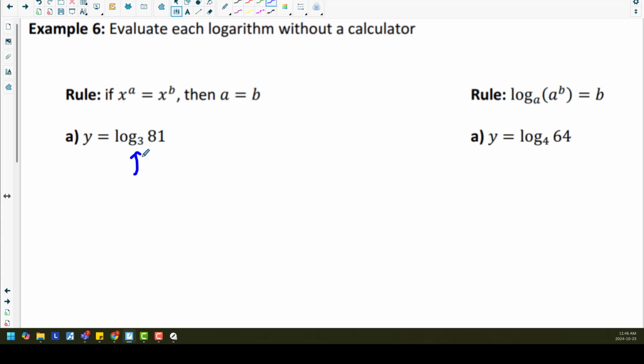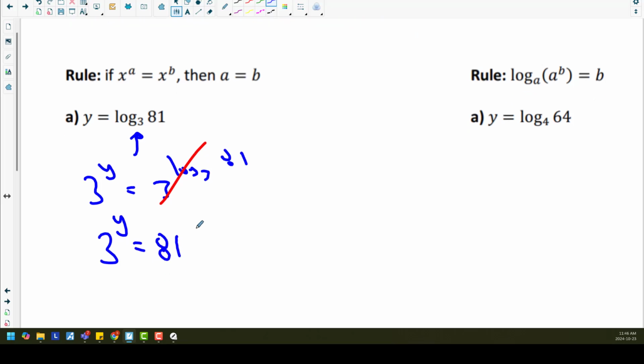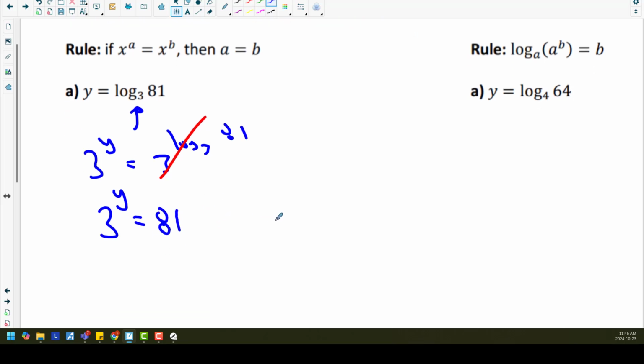So remember, your base value is 3, right? So this is going to be 3 to the power of y is equal to 3 to the power of log base 3 of 81. And we know that 3 to the power of log base 3 just cancels out. So 3 to the power of y is equal to 81. And since I know my base value is 3, I can do this, where I have 3 to the power of y is equal to 3 to the power of something, which is equal to 81.